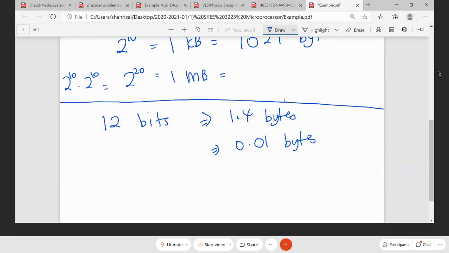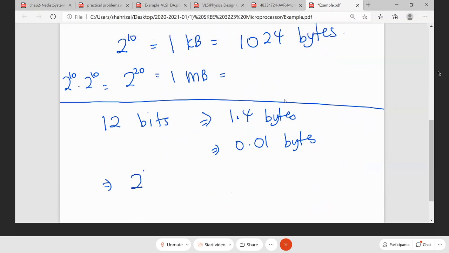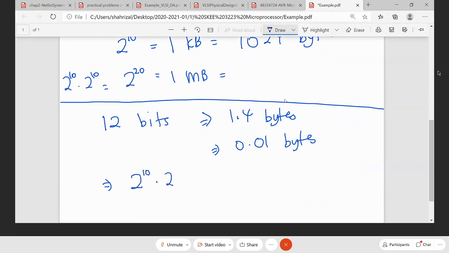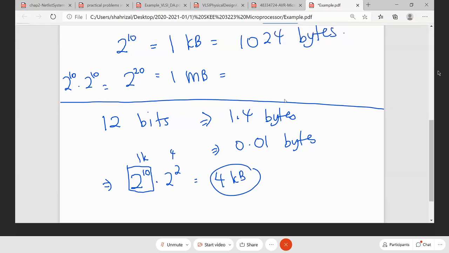So let's look here. It's 12 bits, right? I told you this is actually 2 to the power of 10 times 2 to the power of 2. This is 1 kilobyte for 2 to the power of 10, and 2 to the power of 2 is 4. So it is actually 4 kilobytes. Simple as that. Understand? Doctor, can you repeat this again?